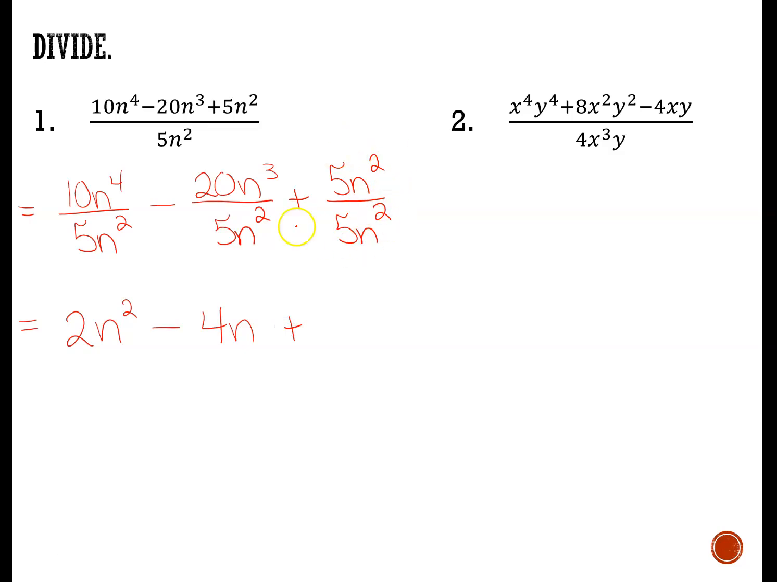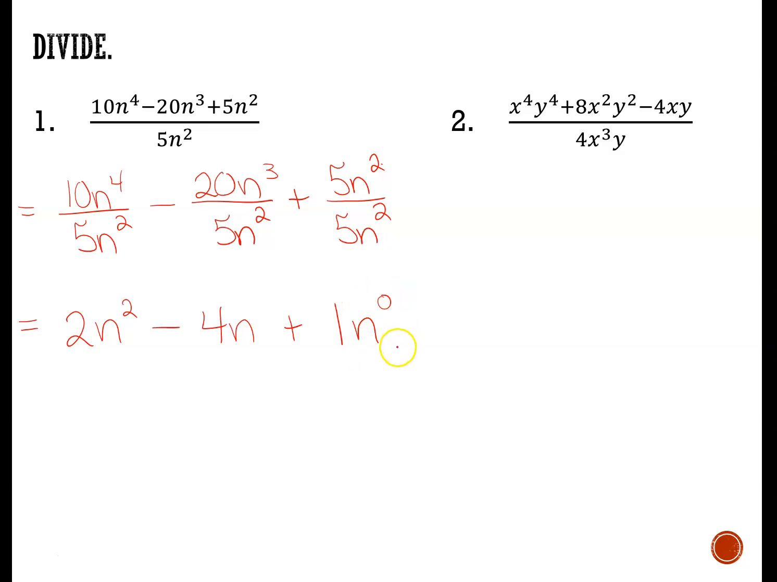And on this third fraction, the numerator is exactly the same as the denominator. And when that happens, that fraction is equal to 1. Anytime the top and the bottom are exactly the same, you get 1. Now, maybe you thought about it as 5 divided by 5 is 1. And then you said, okay, for n, I need to do 2 minus 2. You could do that. It'd be n to the 0.